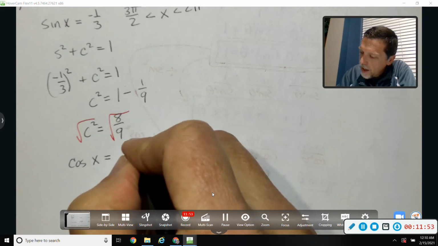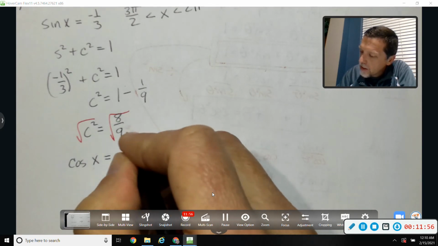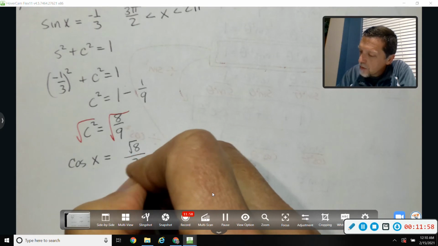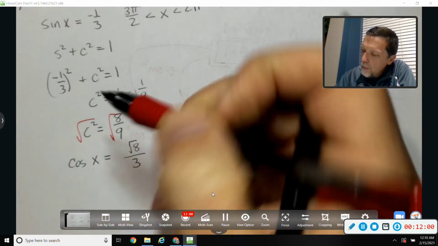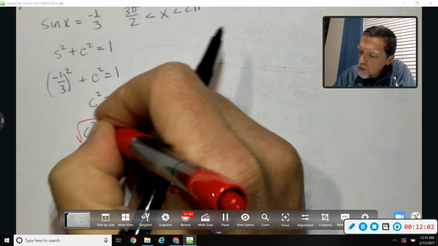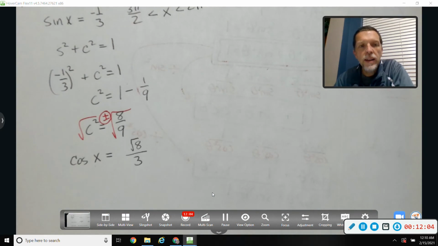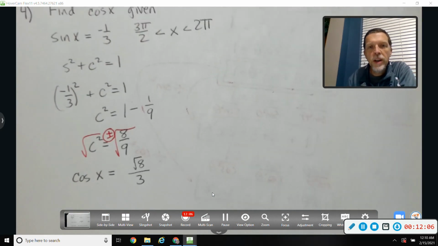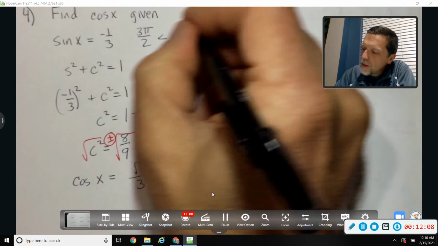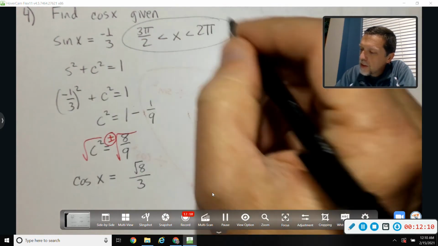Let's see, I know 8 would reduce, but we'll leave it. 9 I can definitely simplify to just 3. But when we put the square roots on, we got to remember that it's plus or minus. And I don't know which one, but they did give me this information. So let's use this and see what that tells us.